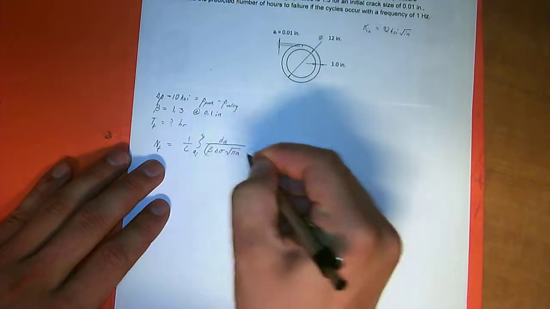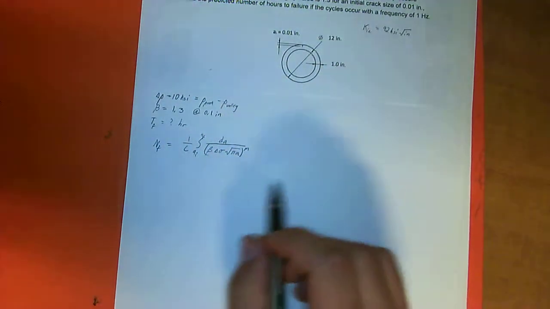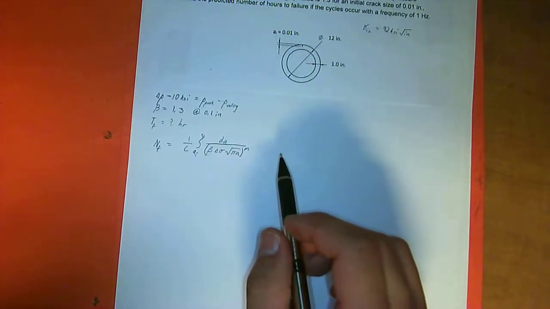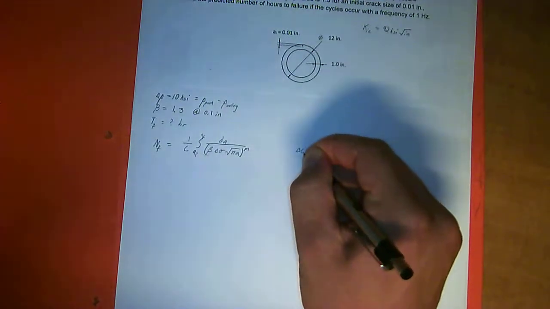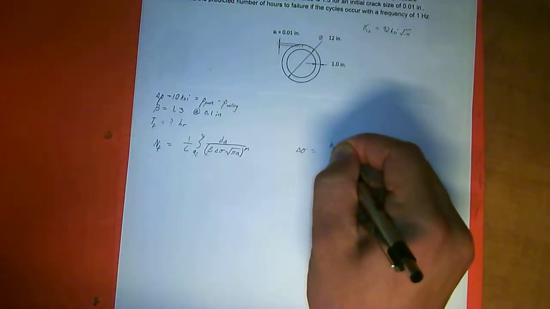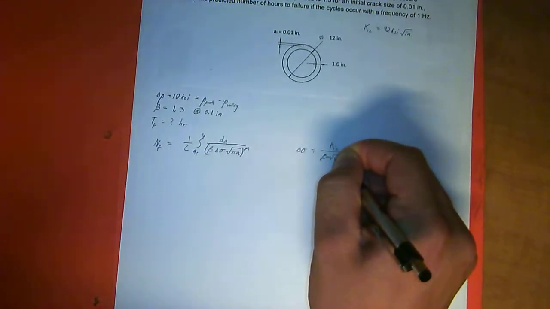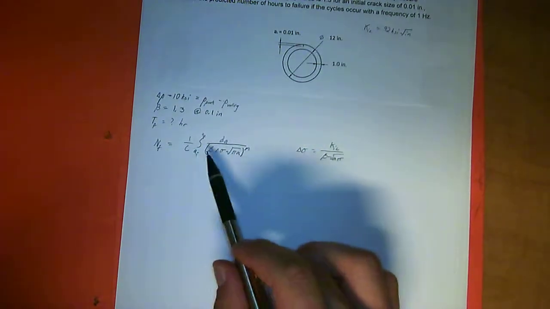Beta is equal to 1.3, so we have beta. We need delta sigma. We know that delta sigma is equal to KIC over beta. Your professor should have lectured about this at one point. It's similar to this equation, but you can see that it's a little bit different. We're not going to derive it right now.